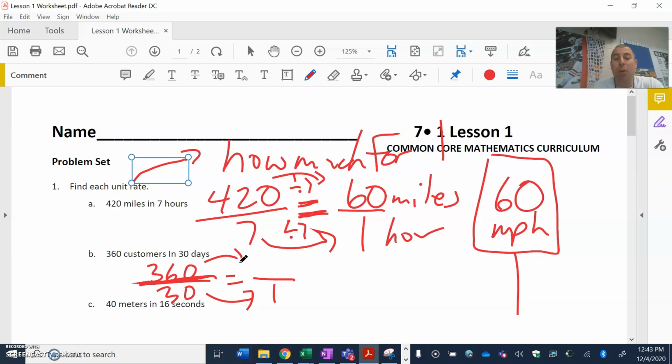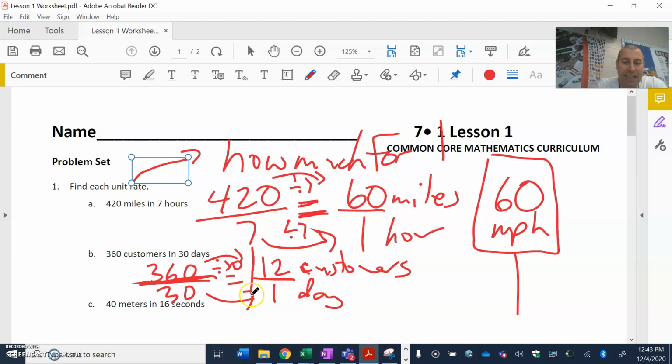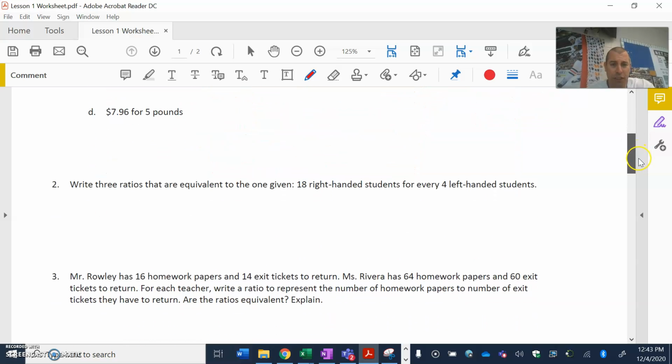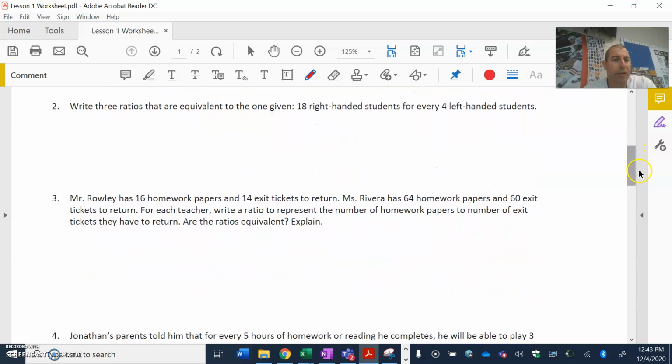If we divide both by 30, in this case, we would get ourselves a 12. So it would be 12 customers. The labeling is important there, in the 1 day. That's our unit rate that we're looking at. All right, so I'm going to skip down here a little bit. I'm going to leave the next 2 for you. Here we go. Question number 2.